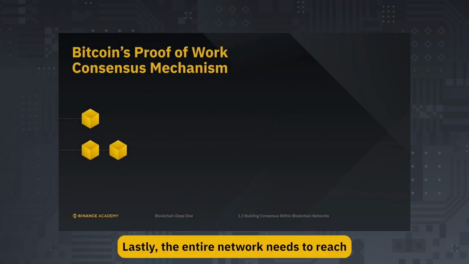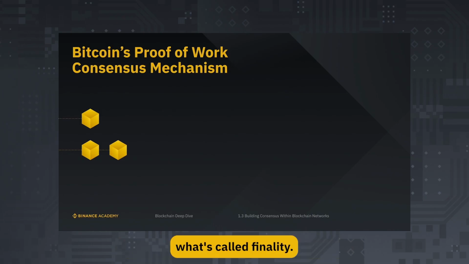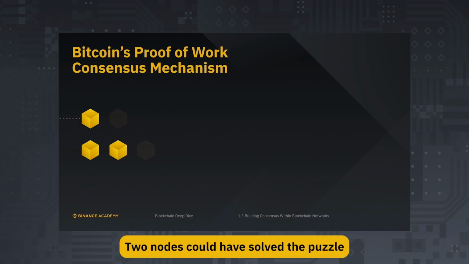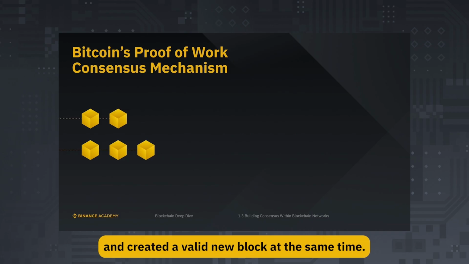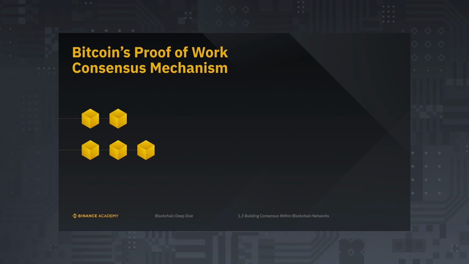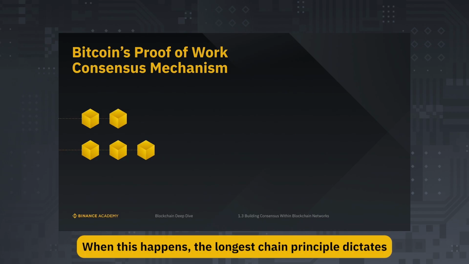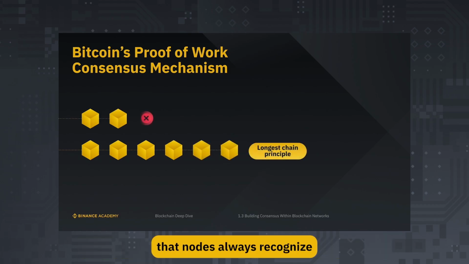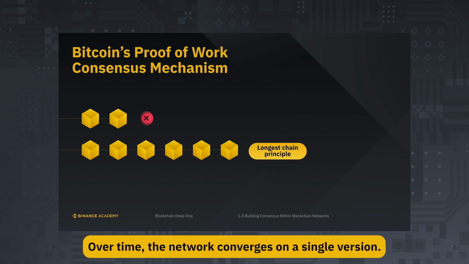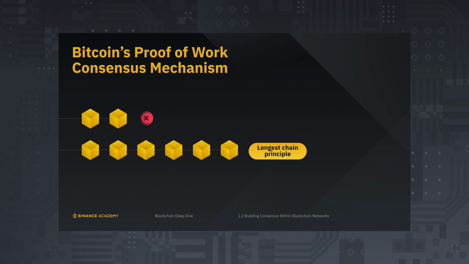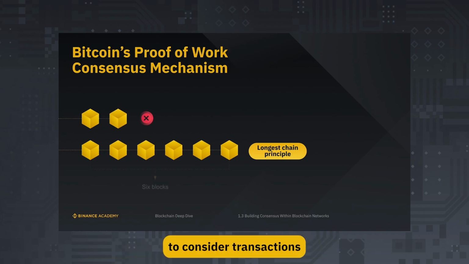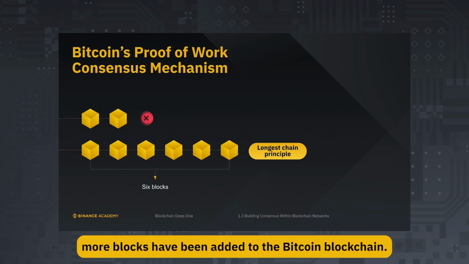Lastly, the entire network needs to reach what's called finality. Two nodes could have solved the puzzle and created a valid new block at the same time. When this happens, the longest chain principle dictates that nodes always recognize and build on the longest chain. Over time, the network converges on a single version that's the longest chain as more blocks are added to it. It's generally considered safe to consider transactions final after 6 more blocks have been added to the Bitcoin blockchain.